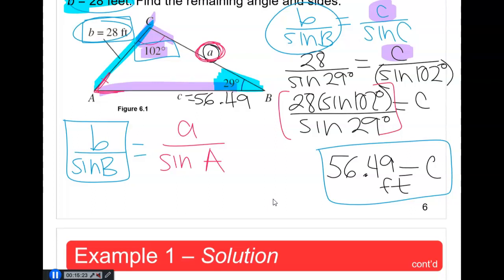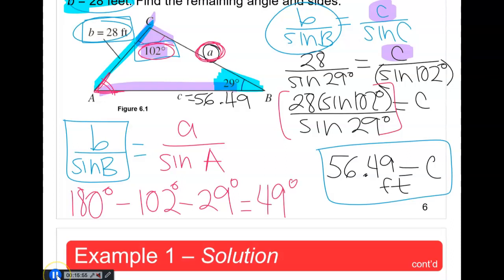Okay, and also, we don't know what angle A is equal to. However, that's pretty easy because you should know, and if you don't know, it's okay. The sum, the addition of all interior angles of a triangle is equal to 180 degrees. It cannot go past that. So from 180 degrees, we're going to subtract the two angles that we already know, 102, and we're going to subtract 29 degrees. The answer is 49 degrees, so that is what A, uppercase A, will equal to, 49 degrees.